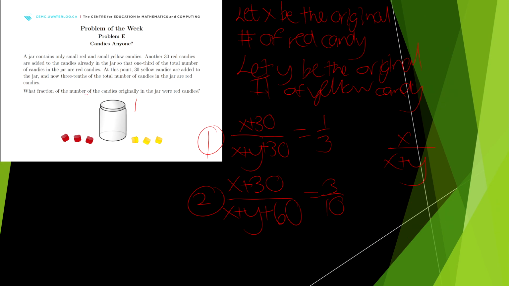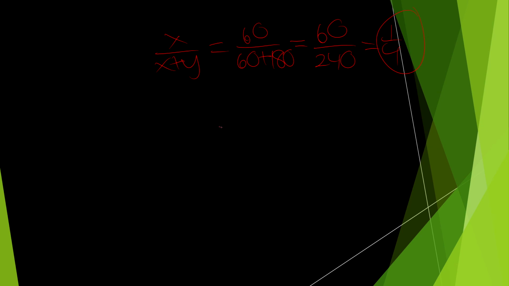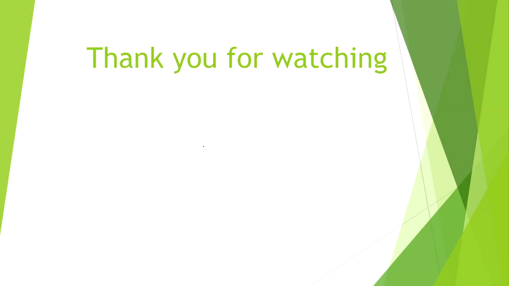So the fraction of the number of candies originally in the jar that were red candies is 1 over 4.